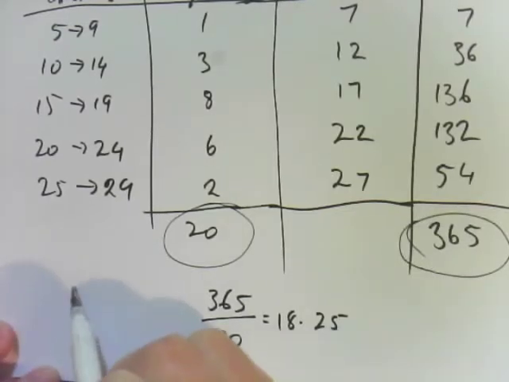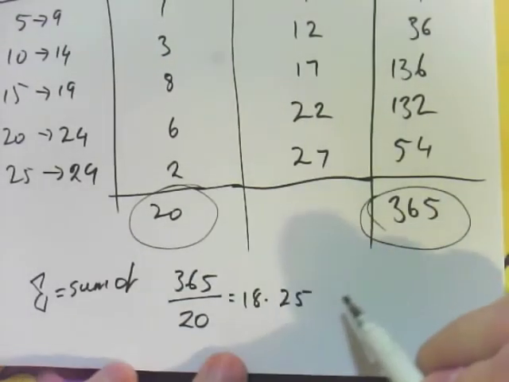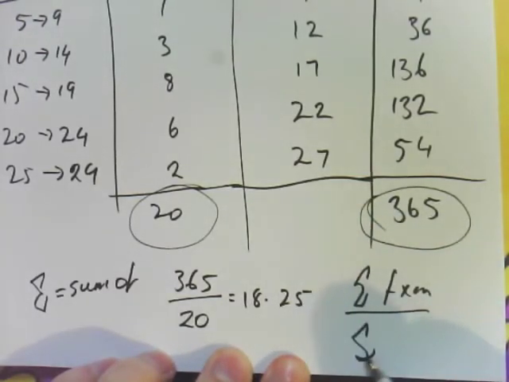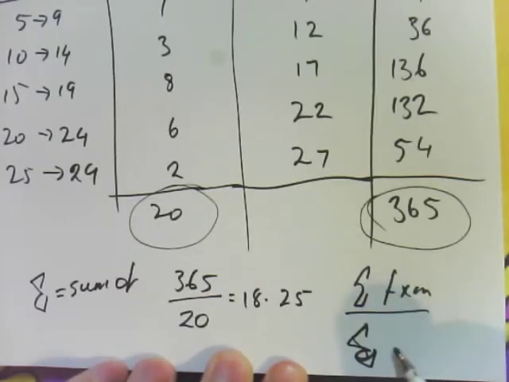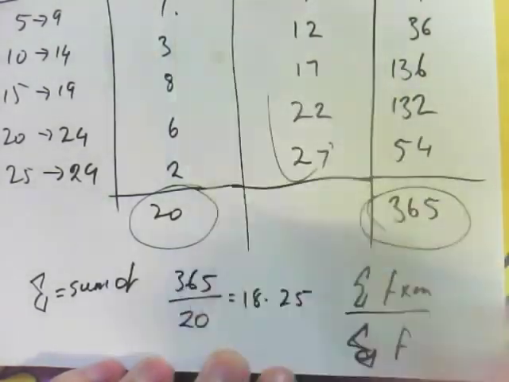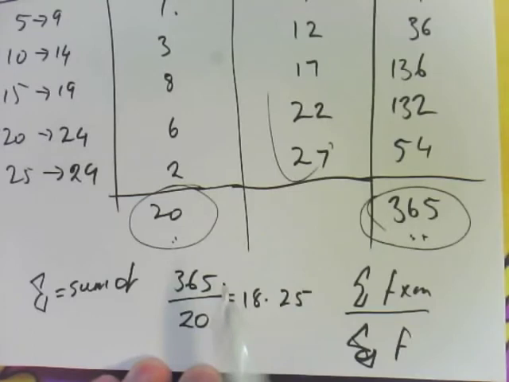Now, you might see a funny symbol like this. All that means is the sum of. So if I were to write the equation in the book for this, it's the sum of f times m divided by the sum of f. All you need to do is work out the midpoint, multiply that by your frequency, add them together, both frequency and frequency times midpoint like I have here in the columns, divide the total of the frequency times the midpoint by the total of the frequency, and you get your mean right there.